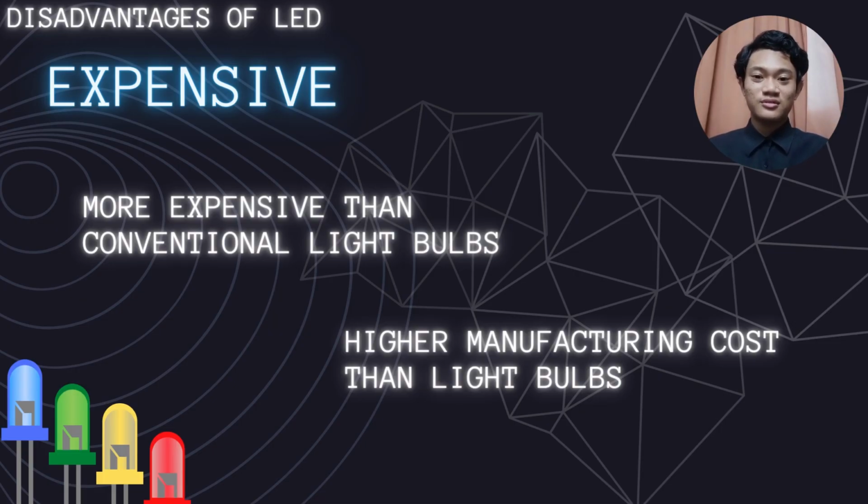Alright, moving on to the disadvantages of LED. Indeed, LED is very convenient and very much more powerful in terms of lifespan. But however, LED is more expensive than conventional light bulbs. This is due to its higher manufacturing cost than light bulbs.